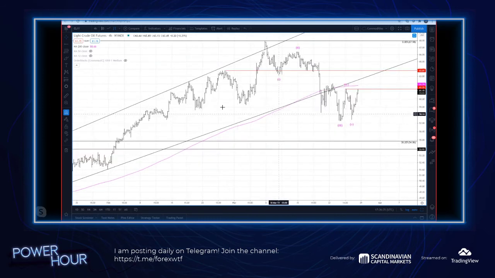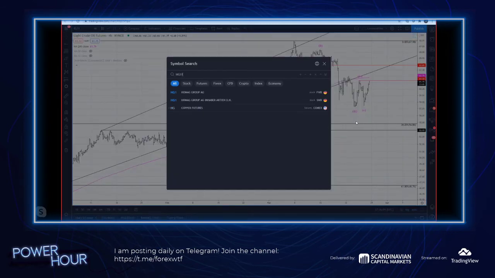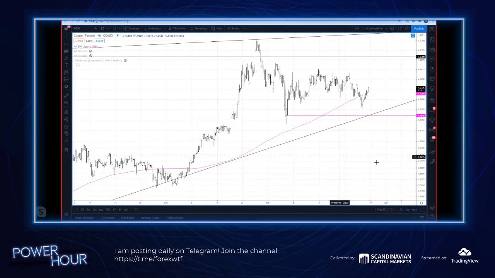So, something like this, you have an A wave up, probably most of it, something like this, maybe a little bit more, then a B wave drop, and then a C wave rally. And finally, for the last commodity, and then we'll see if we have any questions, we're going to look at copper.